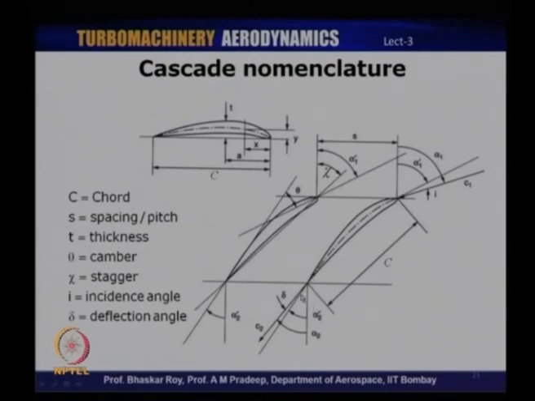In most designs, one of the criteria would be to try and minimize the incidence and deflection angles. One would like to keep by design the incidence and deflection angles as low as possible, because as the incoming velocity vector deviates from the design angles, or for higher and higher incidence angles, the chances of deterioration in performance of the cascade is also higher.